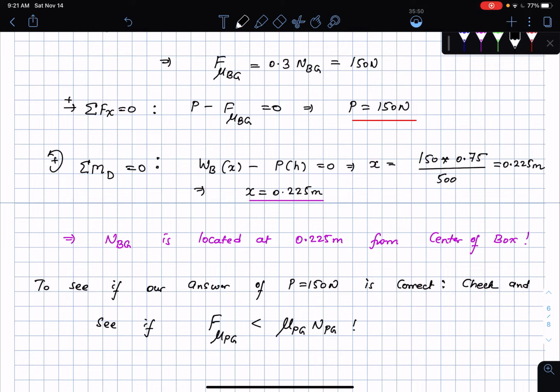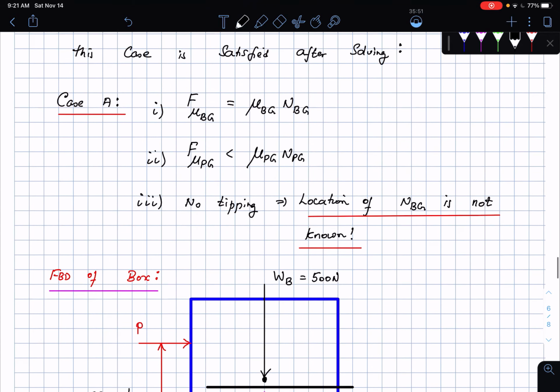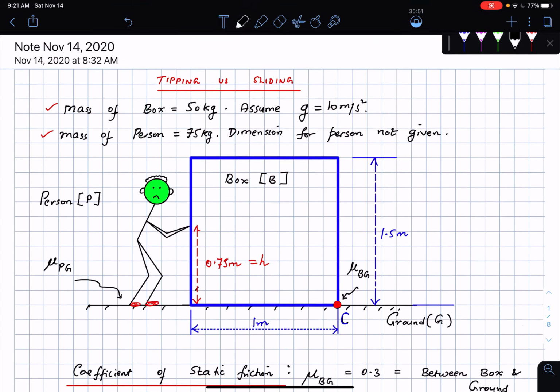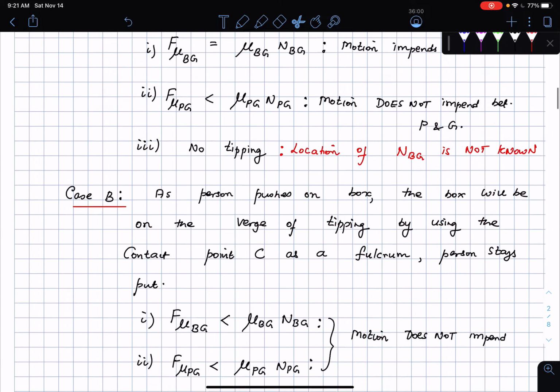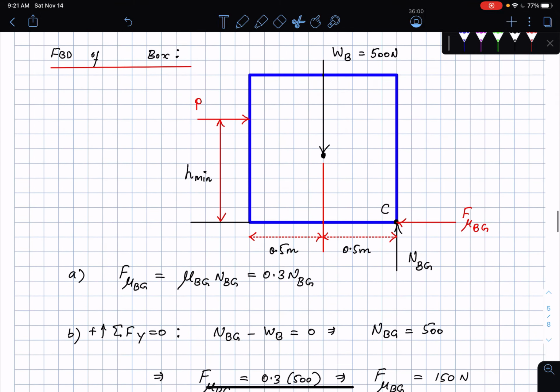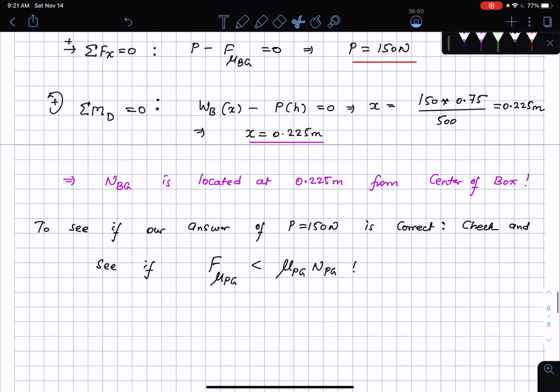Which means I have to draw the free body diagram of the person. So here is what I'm going to do. Grab that person from up here. It's the first time we are handling this person with care. I'm going to copy that, and bring that person down here. So now I draw the free body diagram of the person.